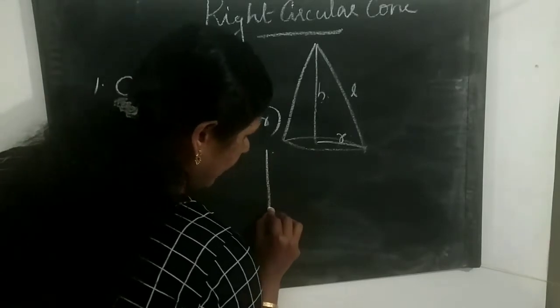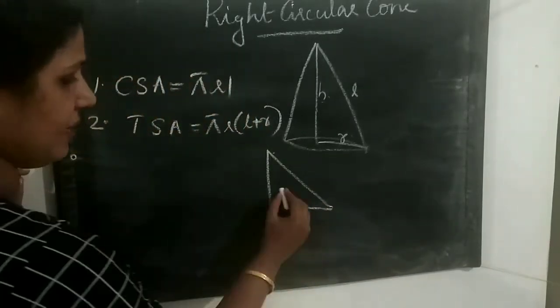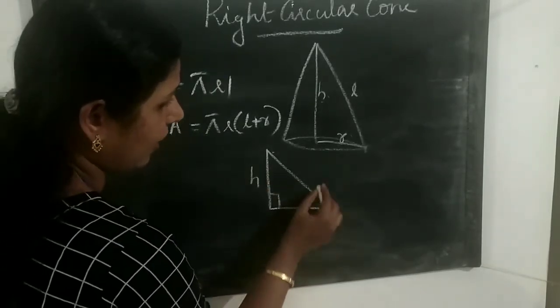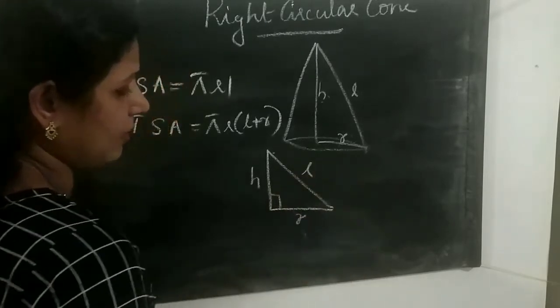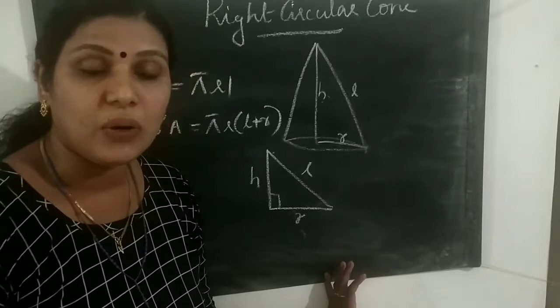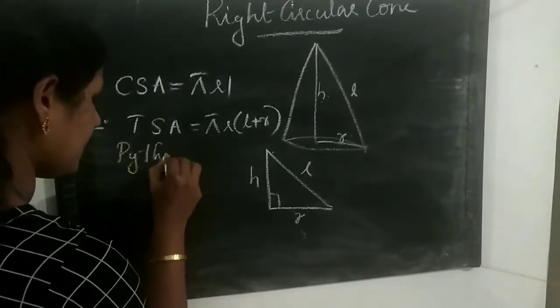See this section. You can take this section. We get a right angle. That is, this is H and this is R and this is L. By using this, we get, by applying Pythagoras.